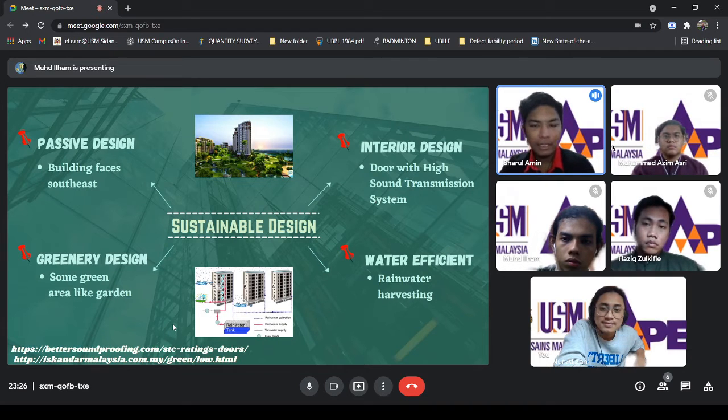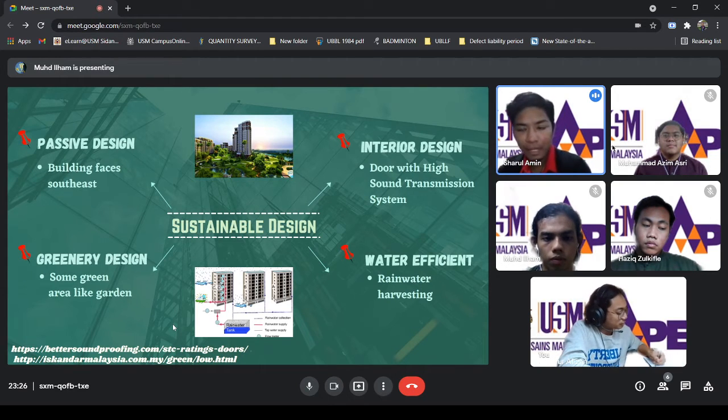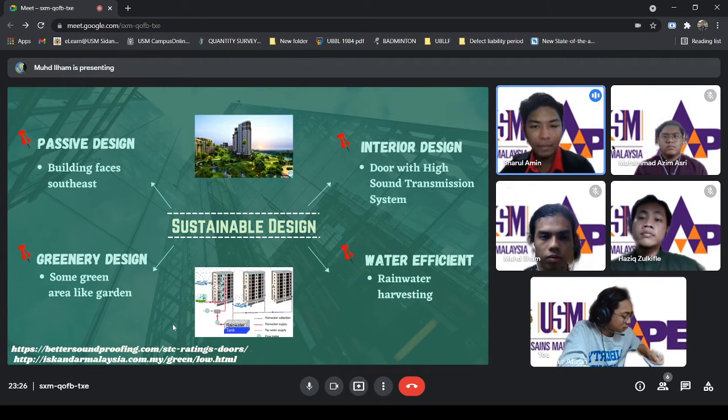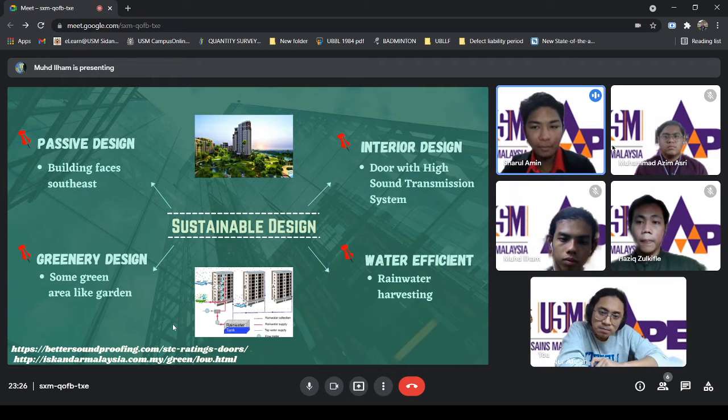Alright, I will talk about sustainable design. In sustainable design, the contractor can do a passive design for the building, like having the building face southeast. It will prevent sunlight from directly entering the building, and it can reduce the ingress of sunlight into that building. Also, we can put an awning on the part that will get direct sunlight. After that, the contractor can put a greenery design for that building, like inserting some garden area.